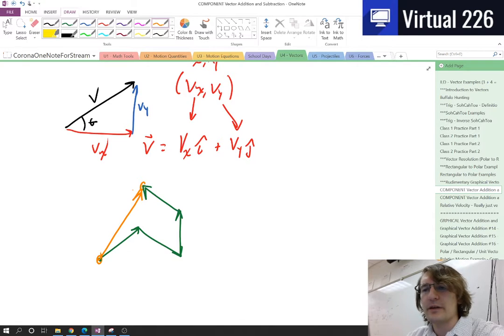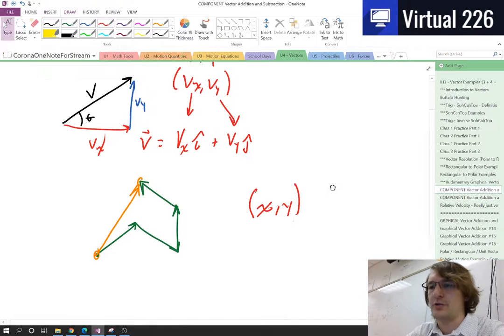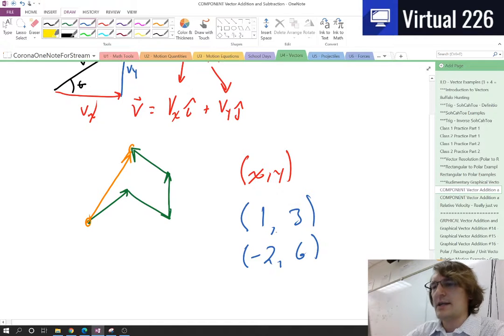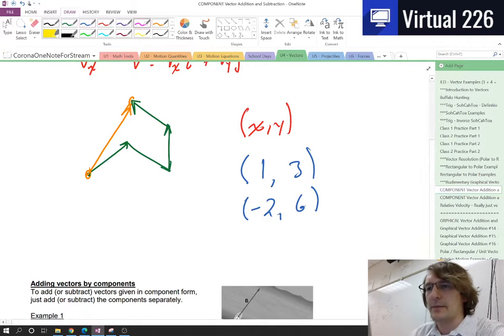So what we're going to talk about here is how to add vectors up analytically. Well, here's how. If we had vectors, let's put them all into x comma y rectangular notation, okay? So let's put them in something like 1 comma 3, negative 2 comma 6, and then let's pick another vector, negative 1 comma negative 8.